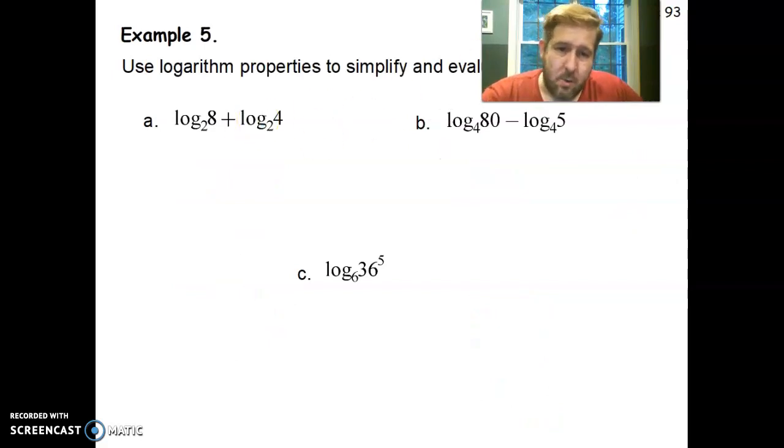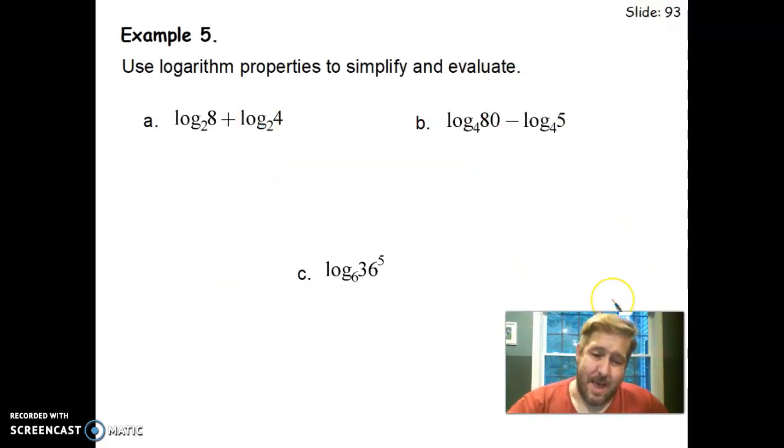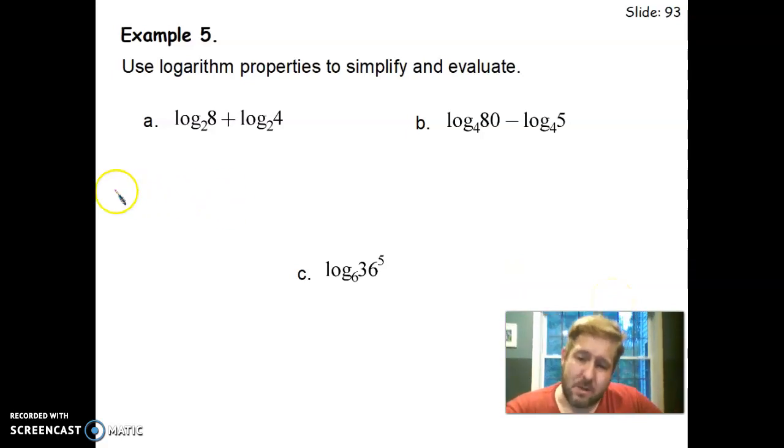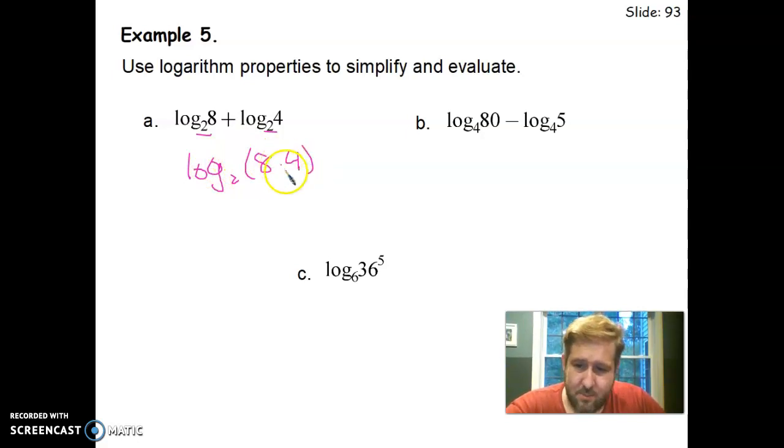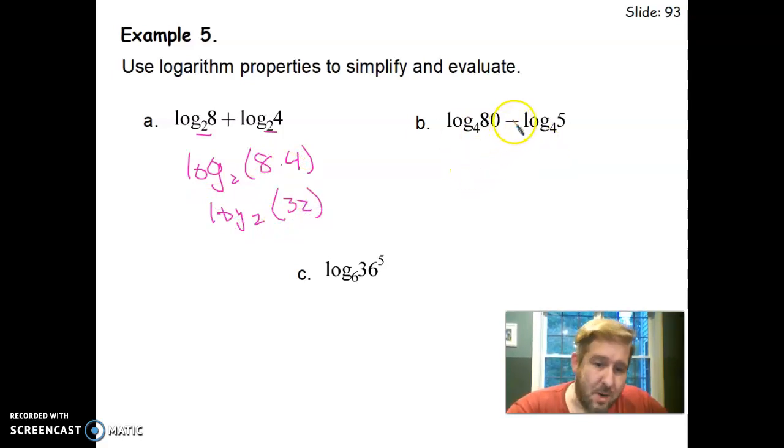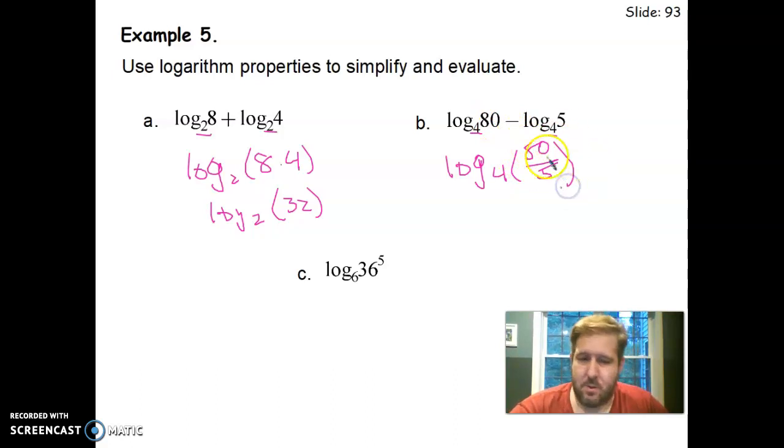All right, so last thing we're going to talk about is how to condense and expand log functions. Anytime you have addition when you have the exact same base, all you have to do is multiply the argument. So this is really an argument of 8 times 4. So this is really log base 2 of 32. When it's subtraction, it's going to be divide. So this is really log base 4. And keep in mind, you can only do this when they're the same bases. You can't do it otherwise. So that would be 80 over 5. So all you'd have to do is divide. So that turns into 13.